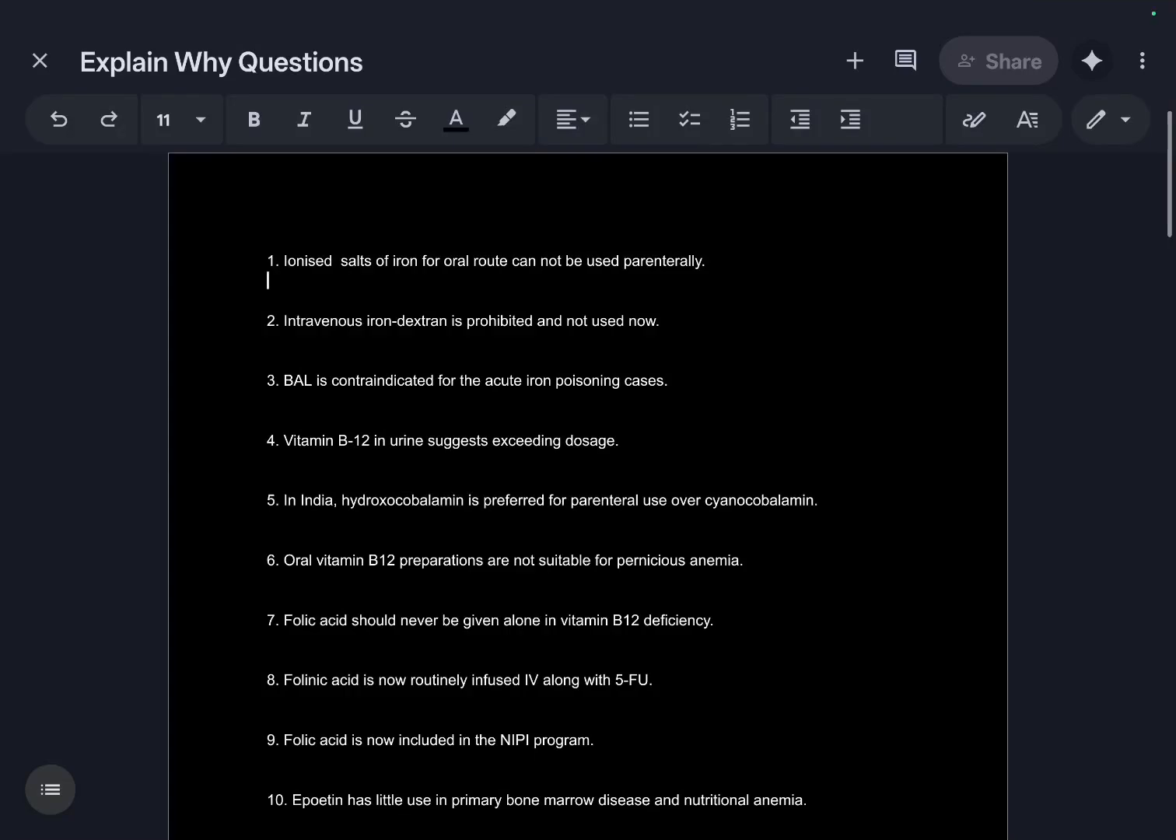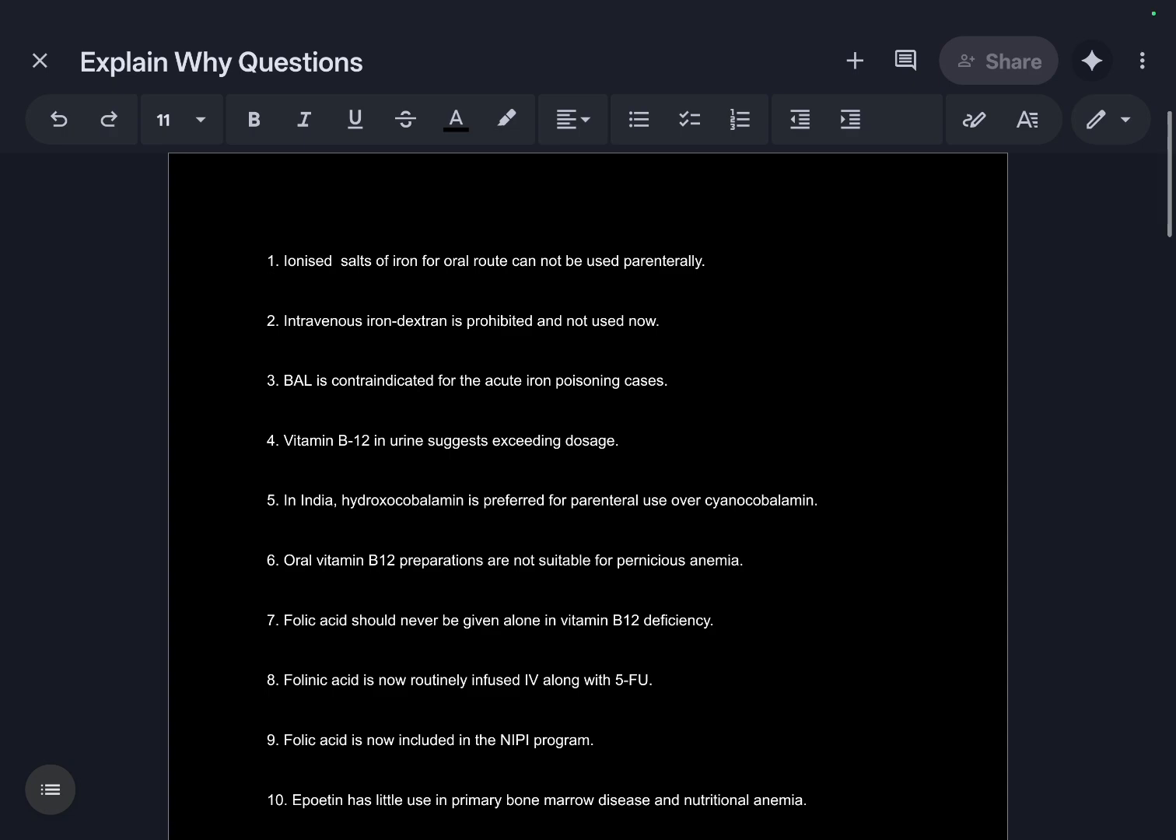Let's discuss some explain-why questions from the chapter Drugs Affecting Blood and Blood Formation. So the first question is: ionized salts of iron for oral route cannot be used parenterally.